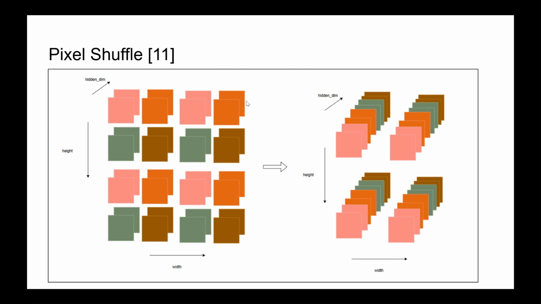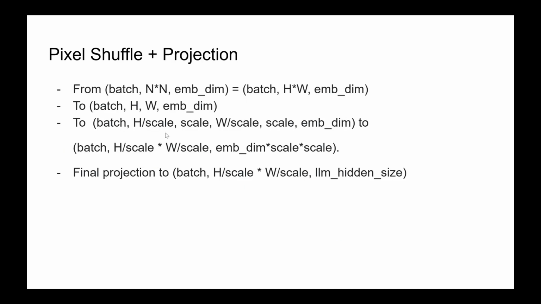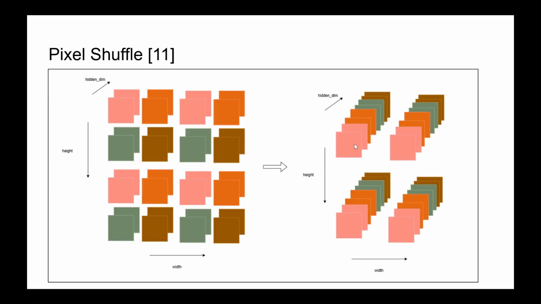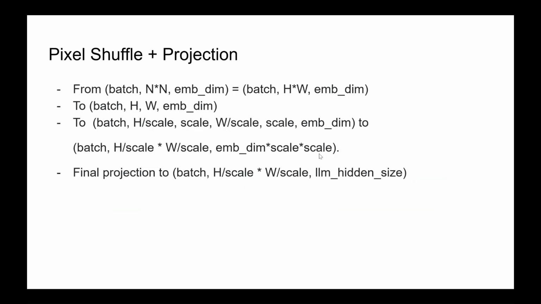We are going to divide by a scale of 2, so it will become 2 by 2. And then next, you actually divide the height and width by 2, so you get fewer tokens, and you're going to scale the embedding dimensions by scale squared, right? So you'll get a deeper embedding dimension.